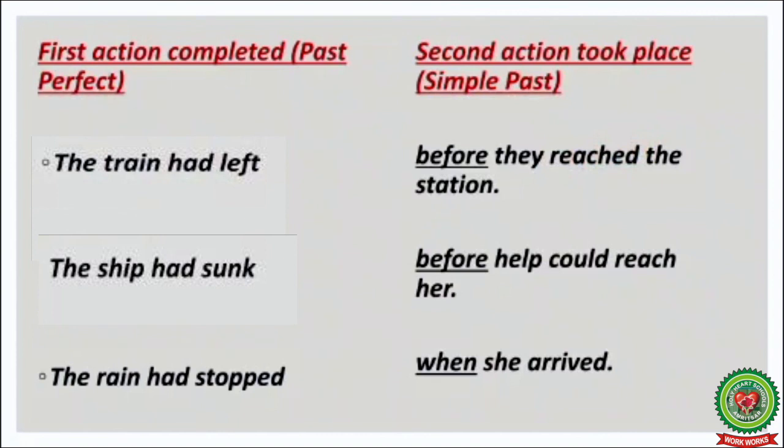The ship had sunk before help could reach her. Which action took place first? The ship had sunk. So we have used past perfect. And with the second action, before help could reach her, we used simple past. The rain had stopped. It is the first action. So with it, we used past perfect. When she arrived, this is the second action. So we have used simple past.